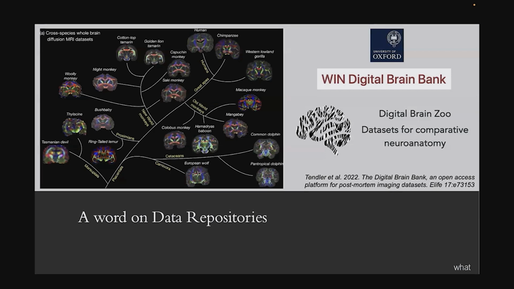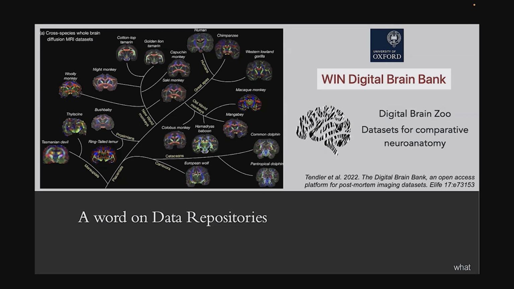I want to briefly talk about data repositories because they're really an amazing resource for this kind of work. A good example is the University of Oxford's WIN Digital Brain Bank. Within there, they have the Digital Brain Zoo. This is a series of data sets on less well-studied species that you can request to download and use yourself. And these are post-mortem scans that were done over a long period of time. So they're very nice data.